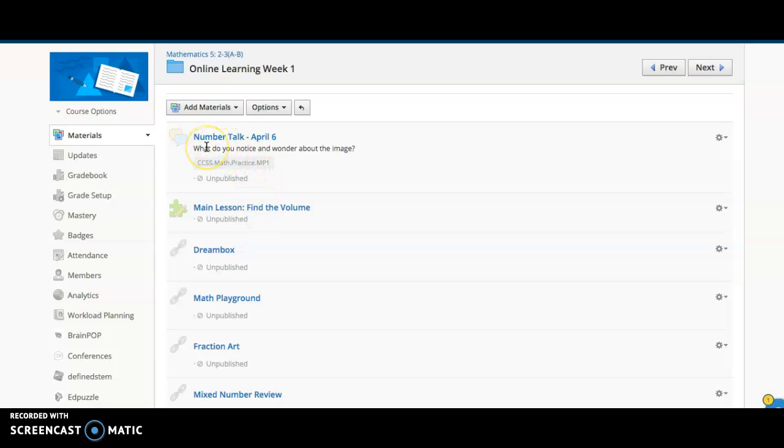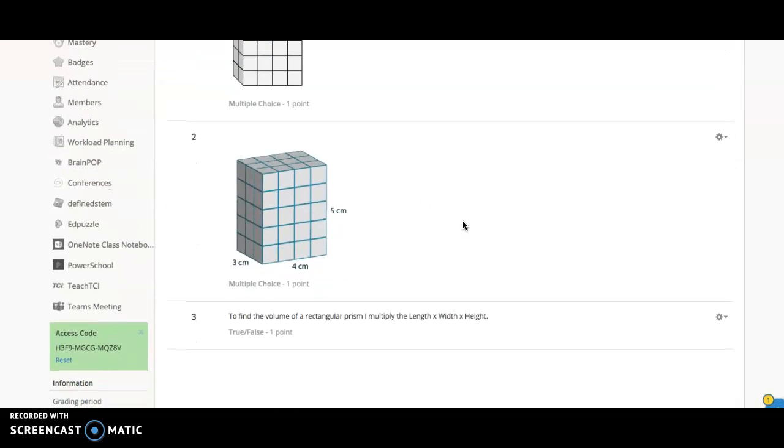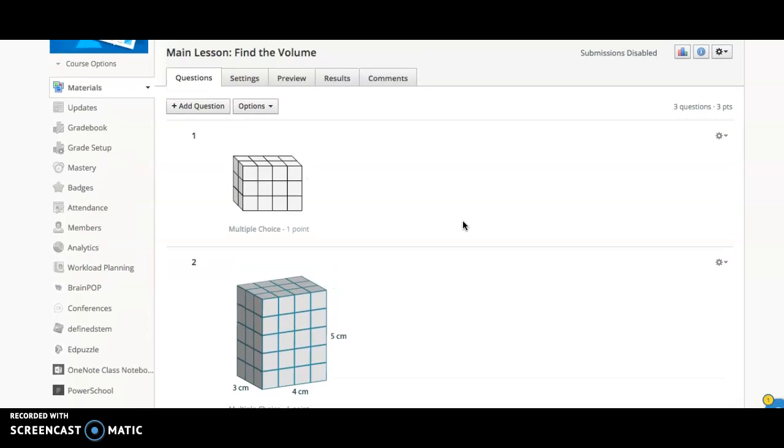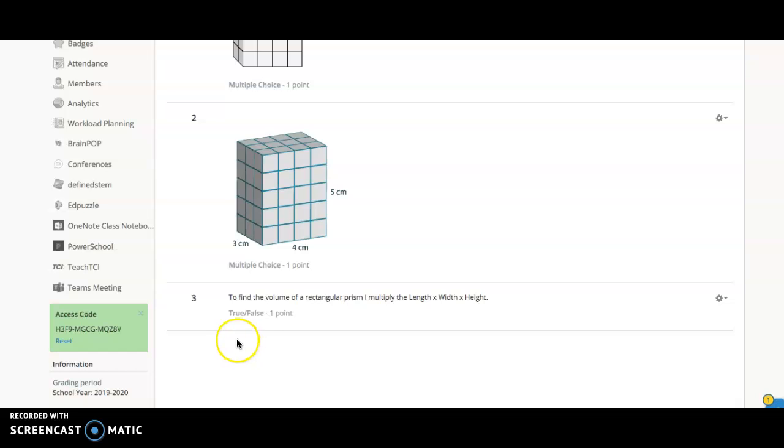Yesterday, you should have discovered the number talk from Miss Cox. And today, you will learn about the main lesson, finding volume. You will click on that. And I have included 3 questions about volume, okay? Number 1 is multiple choice. Number 2 is multiple choice. And number 3 is true or false.